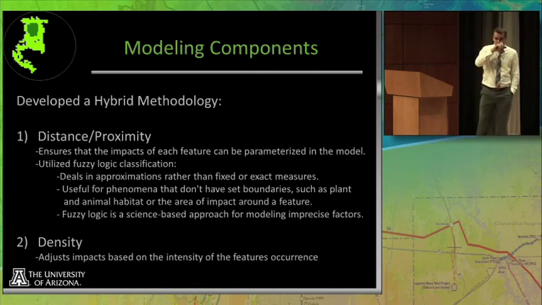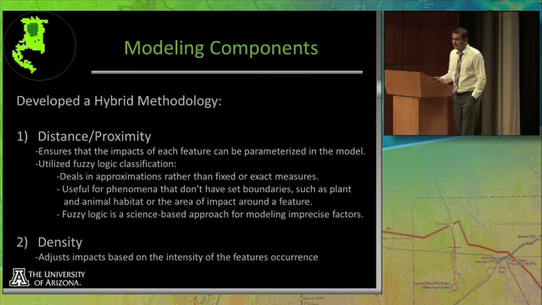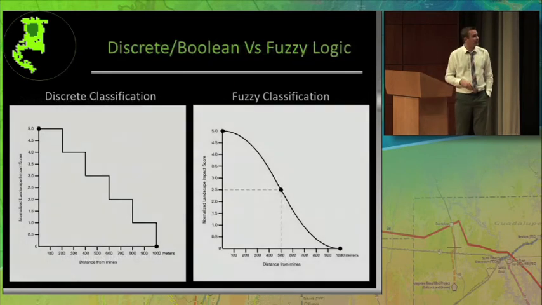The second piece that's built into each of these factors is a density component. This is a measure that we've integrated so that we can put some value on the intensity of the features. Areas where we have a much higher road density, the impacts from those roads are expected to be greater. Okay, so that's another measure that we can integrate into this.